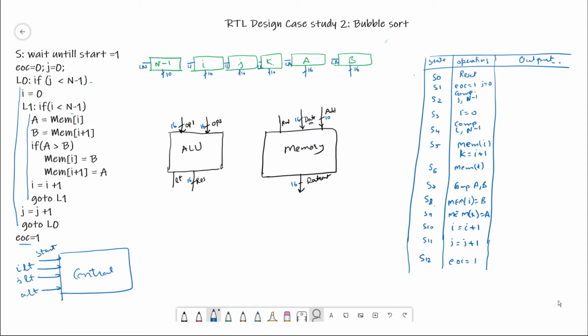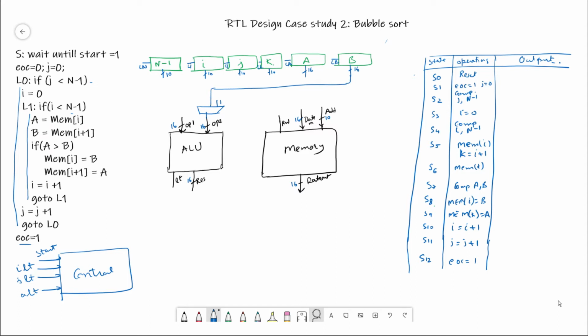Now let us look at the connections and how things would happen. For the ALU operation, we would require I plus 1, j plus 1, k plus 1, etc. So for this op2, one of the operands has to be 1, and the other operand could be B.